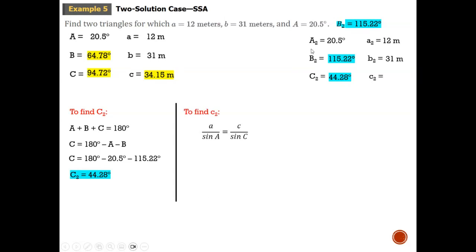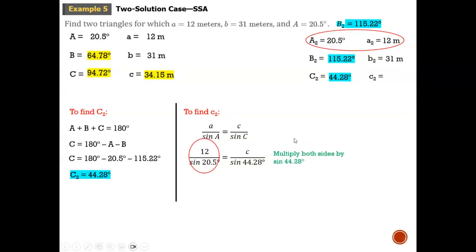So we can set it up like we did before. We have that same ratio that we can use, a over sine A. So I plug those values in, the 12 for that little a and the 20.5 for the sine A. I'm solving for little c, so that's on top. I plug in the sine of the angle, 44.28. Like usual, multiply by that on both sides. So c comes from all of this right here, which should be about 23.92 when we round.